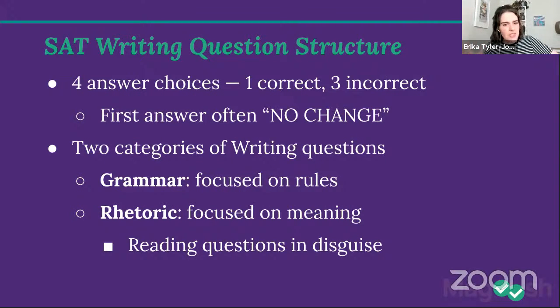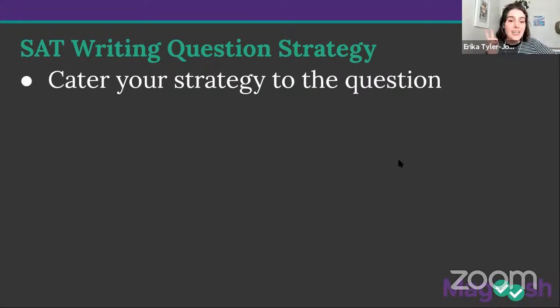So what does that mean for us, right? We have 2 different types of questions. What does that mean for our strategy? It means we got 2 strategies for this section, and we are going to base our strategy on the question. So if we have a grammar question, we are going to use one strategy. If we've got a rhetoric question, we are going to use a different strategy.